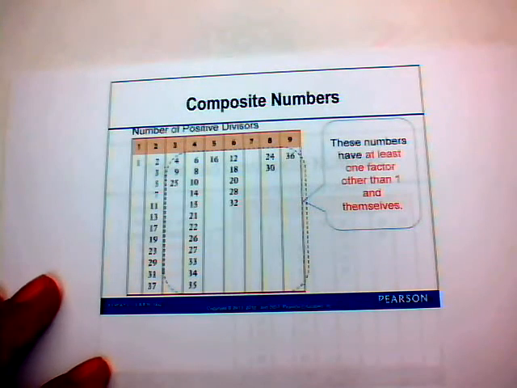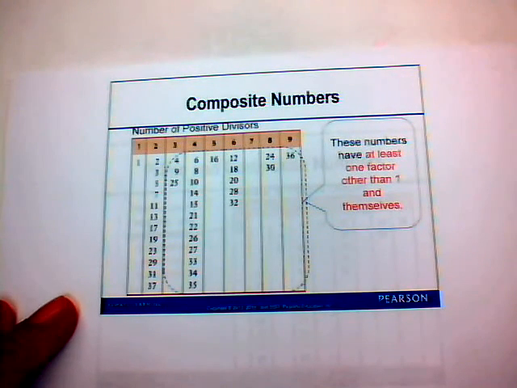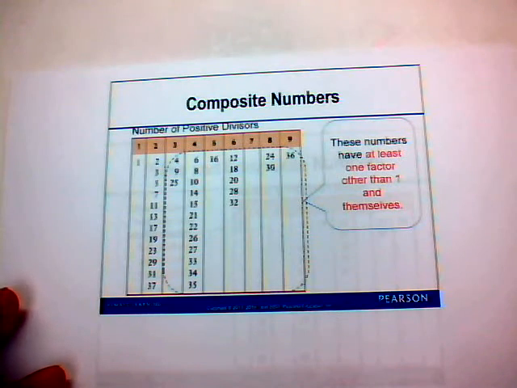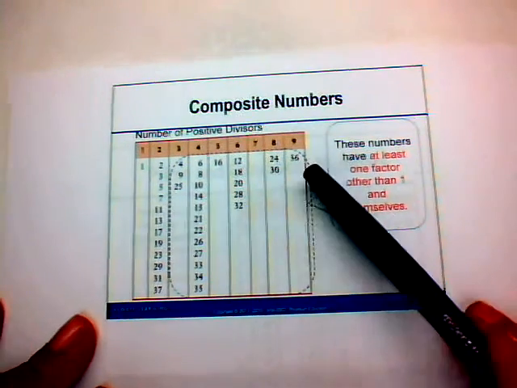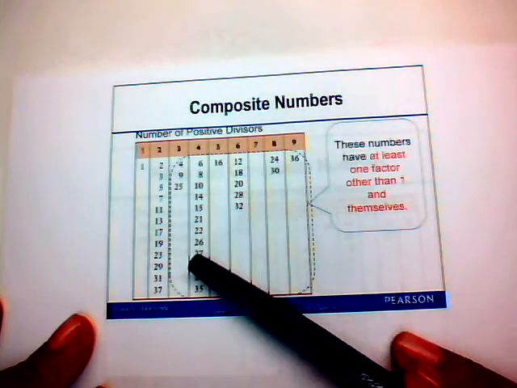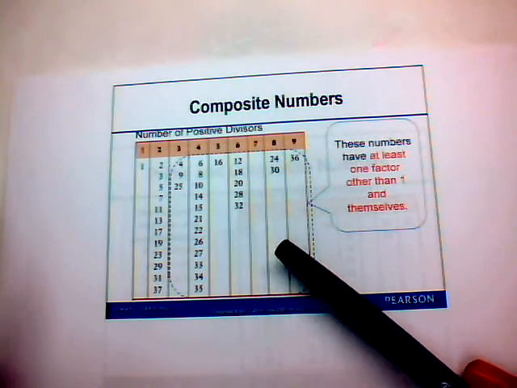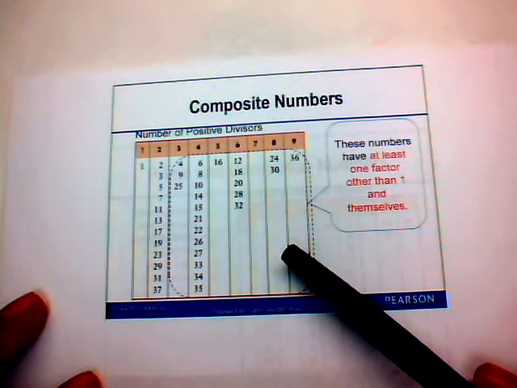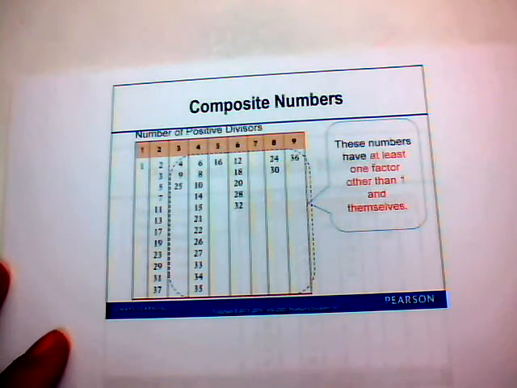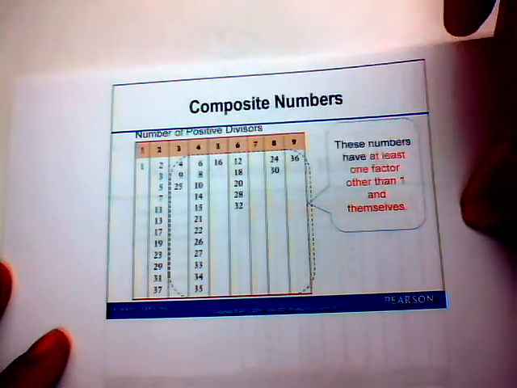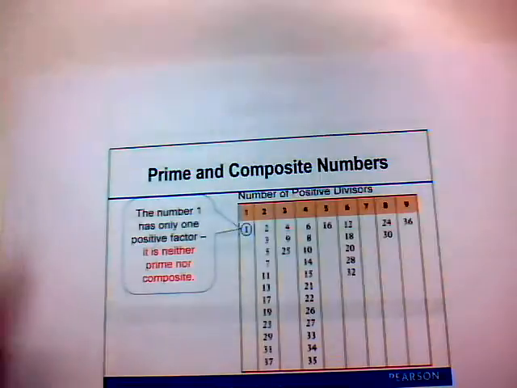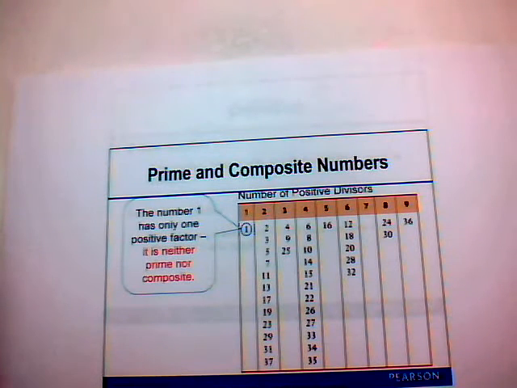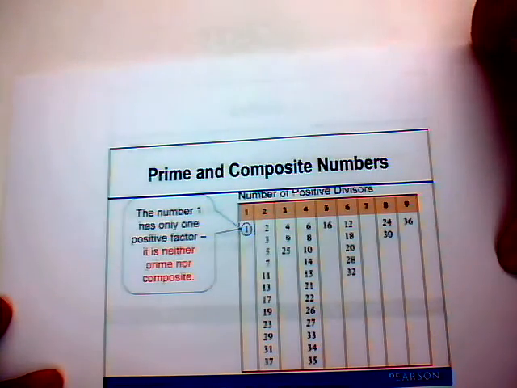Now, composite numbers have at least one factor other than 1 and themselves. So here, the ones that are circled in a dotted circle, those are called your composite numbers, because each one of them has more than one factor. And the number 1 has only one positive factor, and that's 1. It's neither prime nor composite.